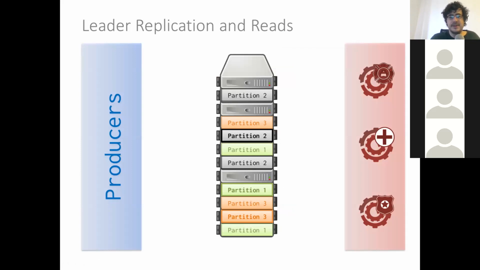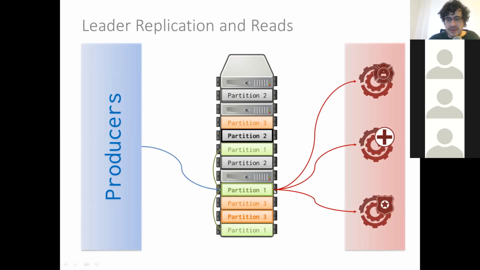So we spoke about leaders of replicas before. So we say partition 2 here is led by this machine, this machine here is the leader of partition 1, and this one is the leader of partition 3. How does it work with reads? So with reads, in fact, the producers write to the leader, but the consumers also read from the leader, which is maybe not so intuitive. One might think that the consumers could read from any replica, the closest replica, whatever is the most efficient for it to read from. But that's not the case. So it reads from the leader.